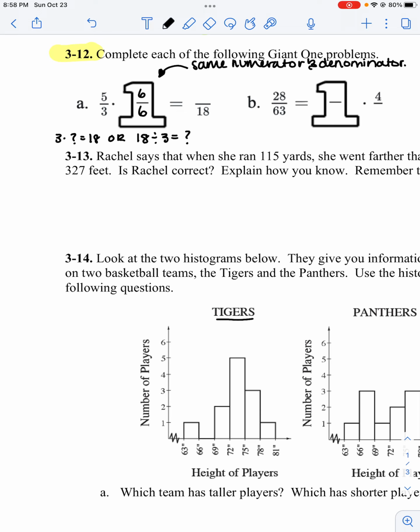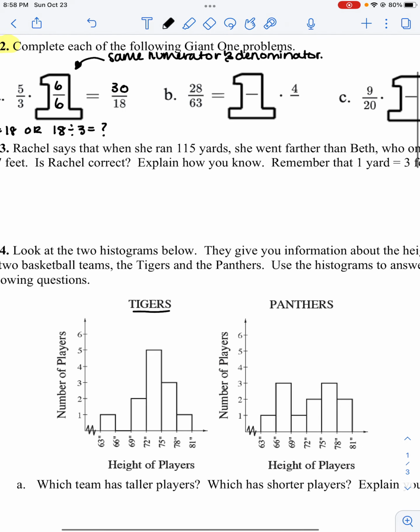So I know that the denominator is 6, so the numerator has to be 6 in that 1 because it has to be equal to 1. 3 times 6 is 18. 5 times 6 is 30.